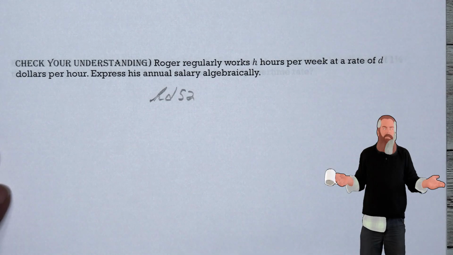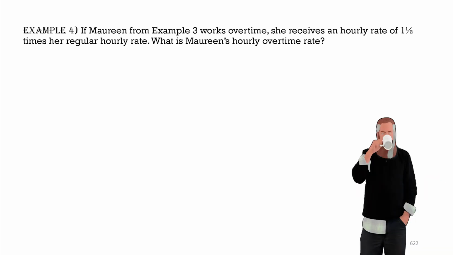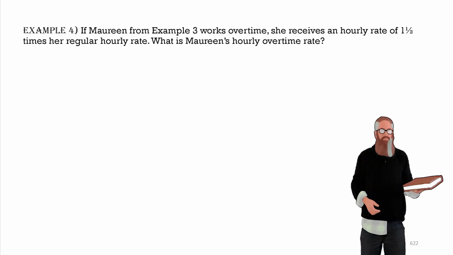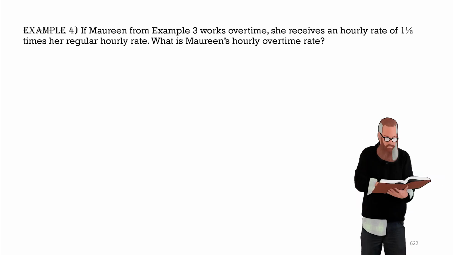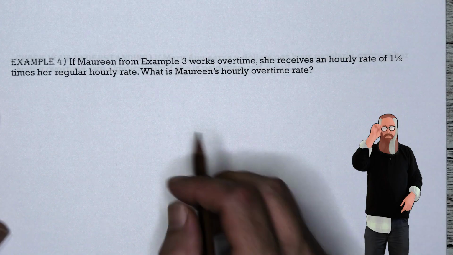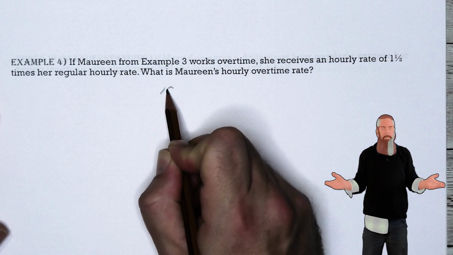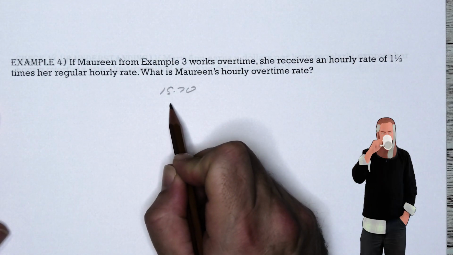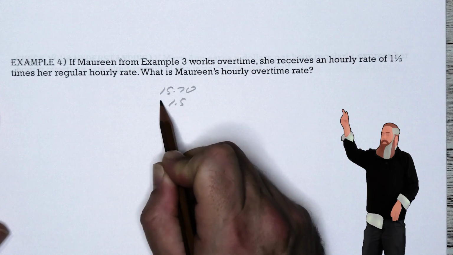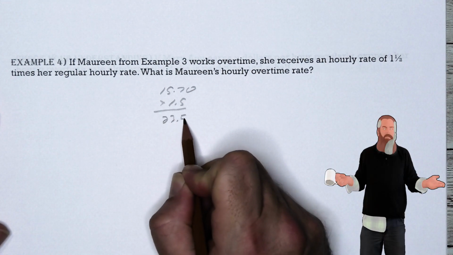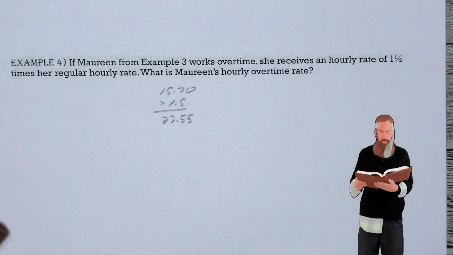If Maureen from example 3 worked overtime, she receives an hourly rate of 1.5 times her regular rate. What is Maureen's hourly overtime rate? So let's remember that Maureen earns $15.70 per hour. If we wanted to know her overtime rate at 1.5 times that, then we just multiply it to get $23.55 for each hour of overtime.